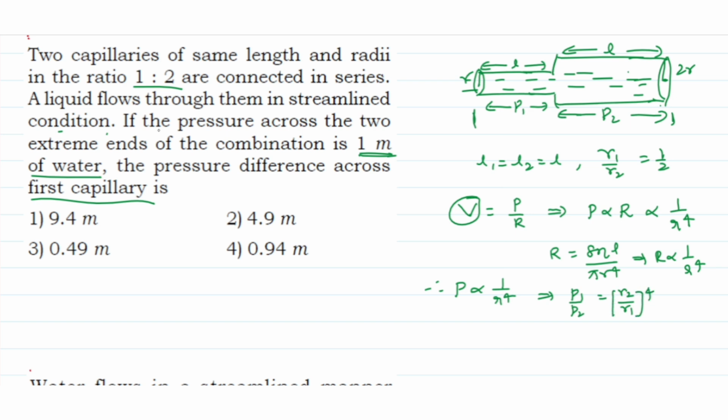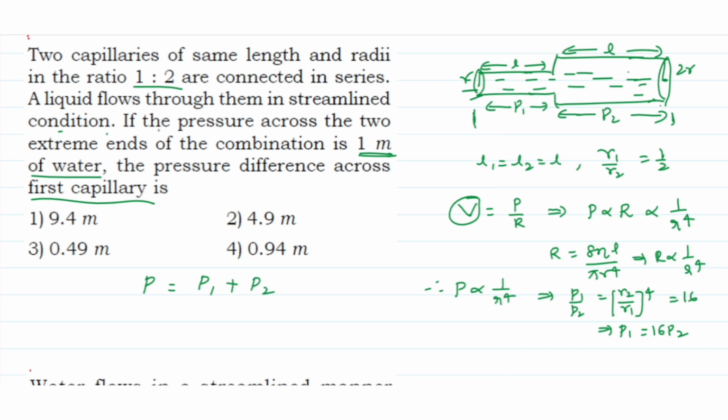R1 by R2 is given as 1 by 2, then R2 by R1 will be equal to 2 by 1, and 2 power 4 is 16. Right, that means P1 is 16 times P2. P1 equals 16 times P2. So the total pressure difference across the two tubes between the two ends is a combination of the pressure difference across the first tube and the pressure difference across the second tube.